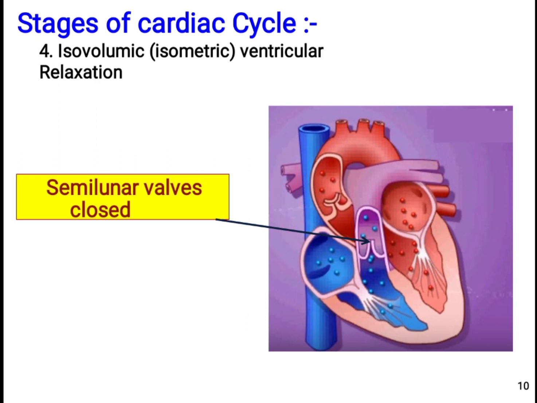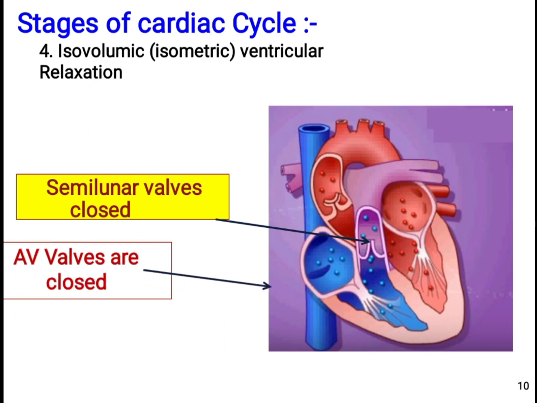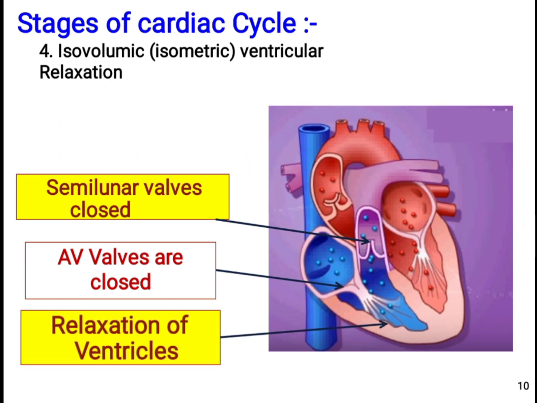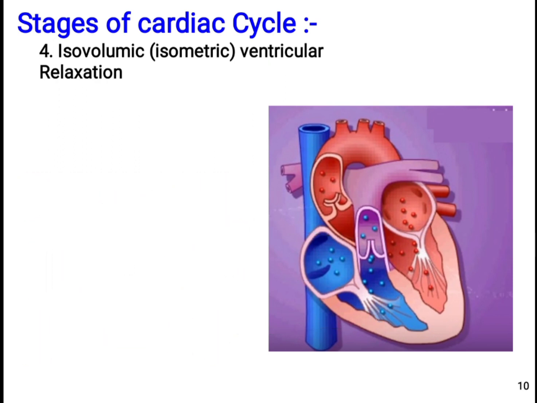As a result, that causes the second heart sound, which is recorded as the double sound. This sound is denoted on the phonocardiogram as S2, and it has a very high frequency with a very short duration but a very high peak. The atrioventricular valves are still closed, and we see relaxation of the ventricles. You can see them relaxing very well.